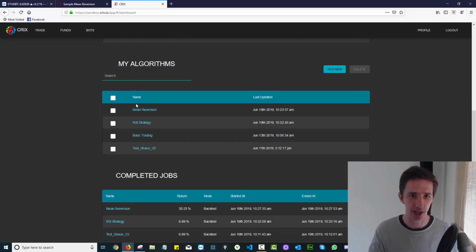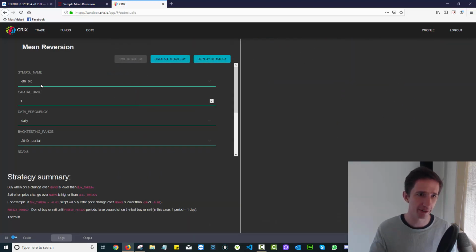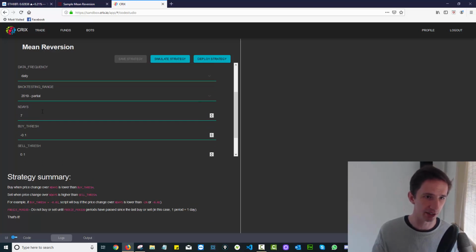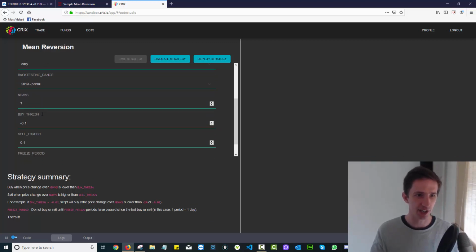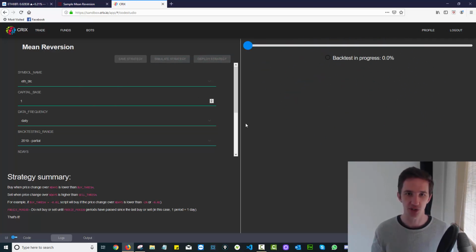So for example, down here, I'm just going to go to, I don't know, mean reversion. And you'll notice over here, I can select a few parameters. So I have Ethereum to Bitcoin. I can change the time period. I can change the number of days, the thresholds, etc. So there's a number of parameters I can change in here and play around with. But what I want to do is click simulate strategy and show you what this is doing.